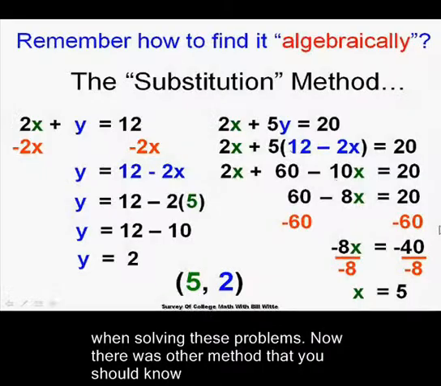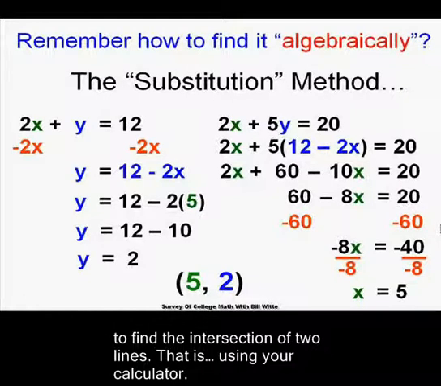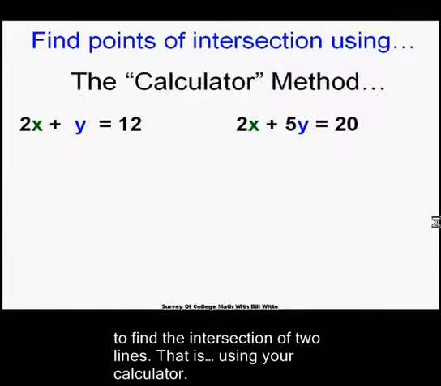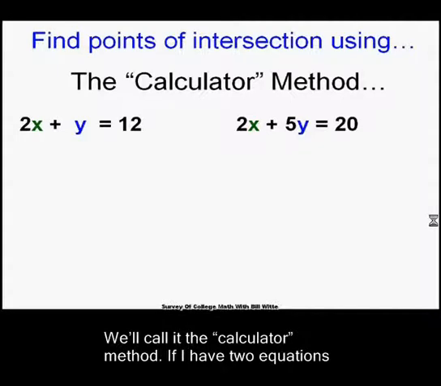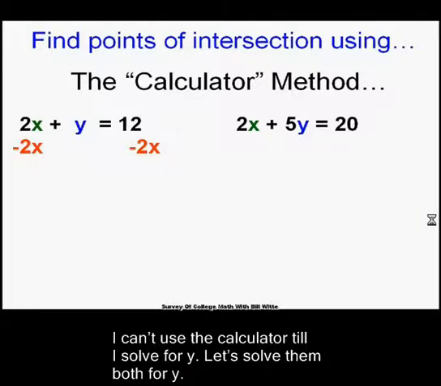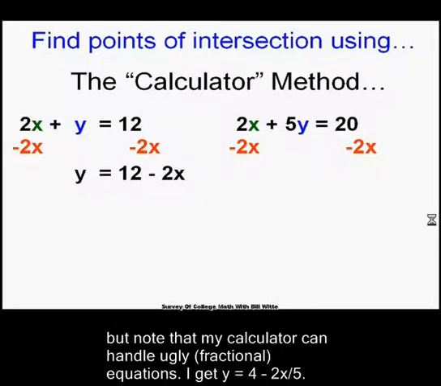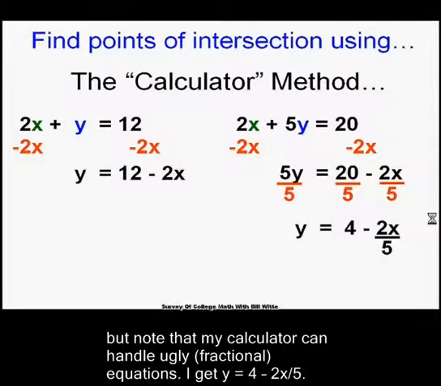Now there was one other method that you should know to find the intersection of two lines, and that is using your calculator. We'll call it the calculator method. If I have the two equations, of course, I can't use them on a calculator till I solve them for y. Let's solve them both for y. So I get y is 12 minus 2x. And this one is going to be ugly to solve for y, but remember my calculator can handle ugly problems. Then divide by 5, and I'll get y equals 4 minus 2/5 x.